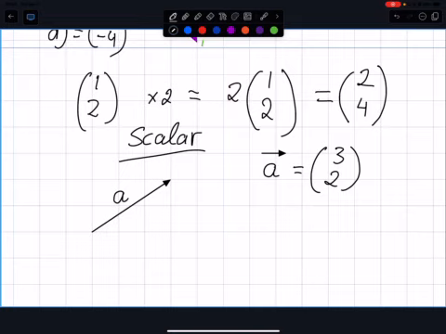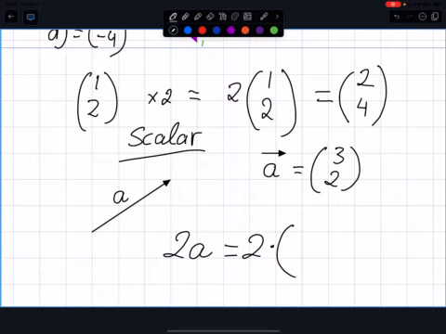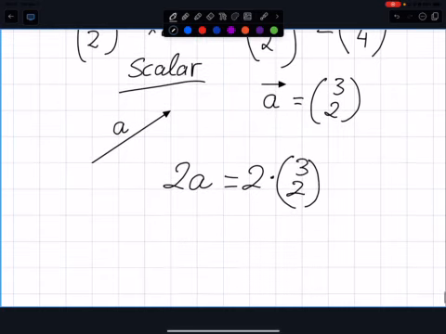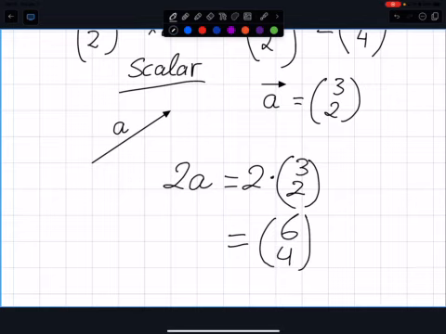So 2A. If I were to ask, what is 2A? You would have to know that it means 2 multiplied by the vector 3, 2, which is 6, 4. That's what you should know, because they name the vectors with letters. This is A, 3, 2. What is 2A? It becomes longer.